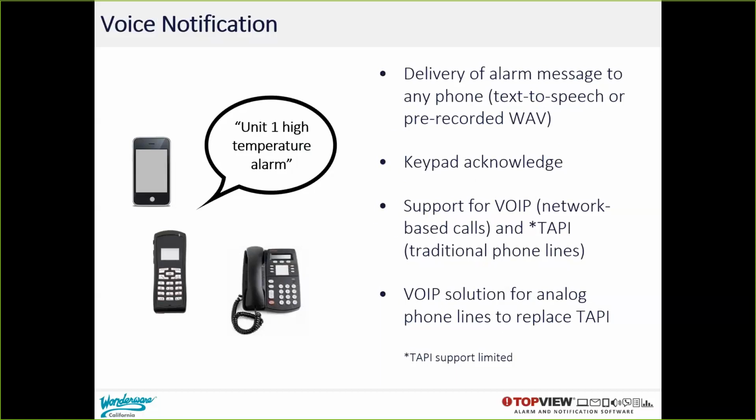And the big thing is for users coming from TAPI who have an analog line, we have an inexpensive solution that allows TopView to make voice calls over that existing analog line. So you're putting a network device on the same network as TopView that allows us to talk to it as a VoIP server, and you can also plug in your analog line to make the analog phone call. So it basically completely replaces a voice modem or a TAPI device.